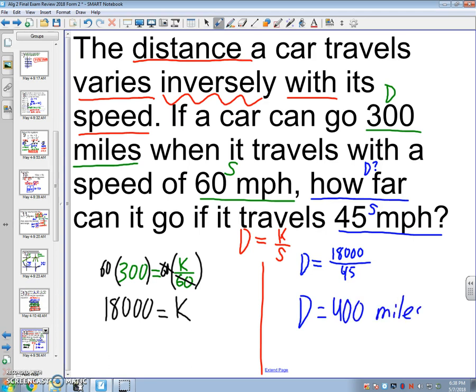That should make sense to you. The slower you go, the better your gas mileage is because you're not burning gas as fast. So you can go further. If you go down 15 miles per hour, you can go an extra 100 miles. That's about reasonable.